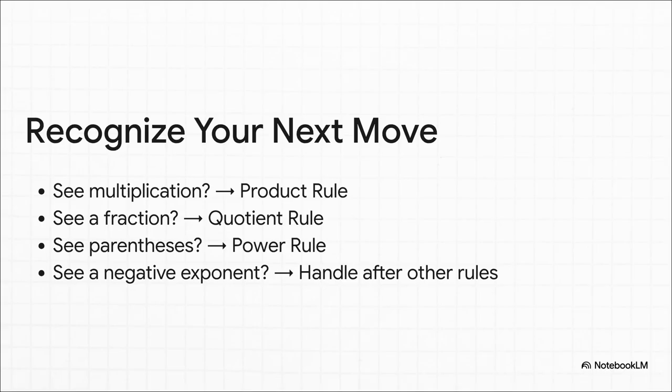You see multiplication? Green light. That's the product rule. You see a fraction bar. That's a clear sign for the quotient rule. And those parentheses with an exponent? That's your signal to hit the turbo, power rule. Oh, and a little pro tip for you. See a negative exponent? Just leave it for a bit.